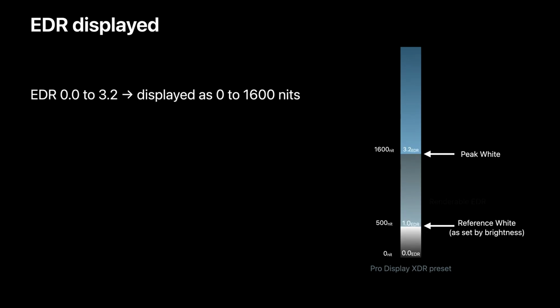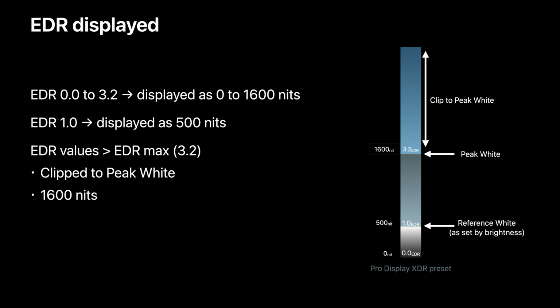In summary, on Pro Display XDR, using the default XDR preset, with display brightness, also known as reference white, at 500 nits, EDR values 0 to 3.2 are rendered to the display as 0 to 1600 nits, with EDR 1.0 displayed as 500 nits. Finally, EDR values above EDR max's 3.2 are clipped to peak white 1600 nits. Amazingly, as display brightness is reduced toward the minimum 4 nits, EDR values up to 400 become renderable, thus exposing incredibly bright details at their true dynamic range.